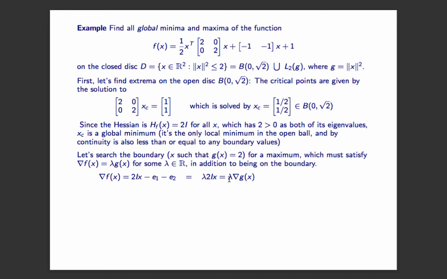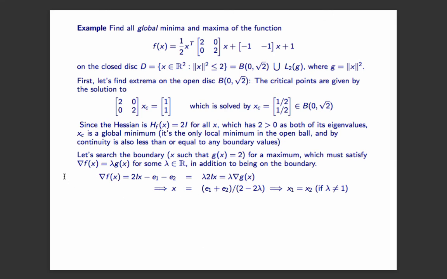Now, that has to equal lambda times the gradient of g. Of course, the gradient of g is just this term. So the gradient of g is lambda times 2 times the identity times x. Well, if I solve for x, it means x equals e1 plus e2, in other words, the vector (1, 1), divided by 2 minus 2 times lambda. Now, this is the vector (1, 1), and this is a constant. It means if x is in fact equal to this, then x1 and x2 are the same.